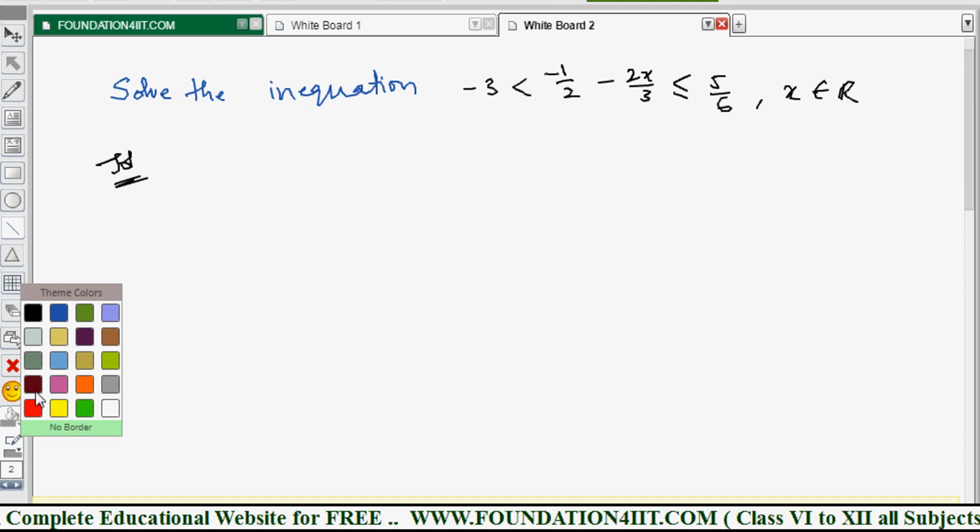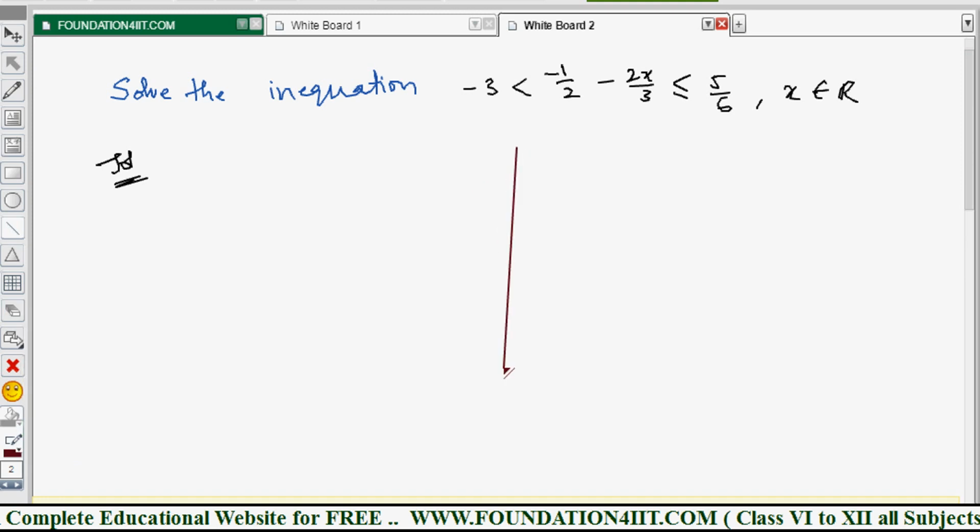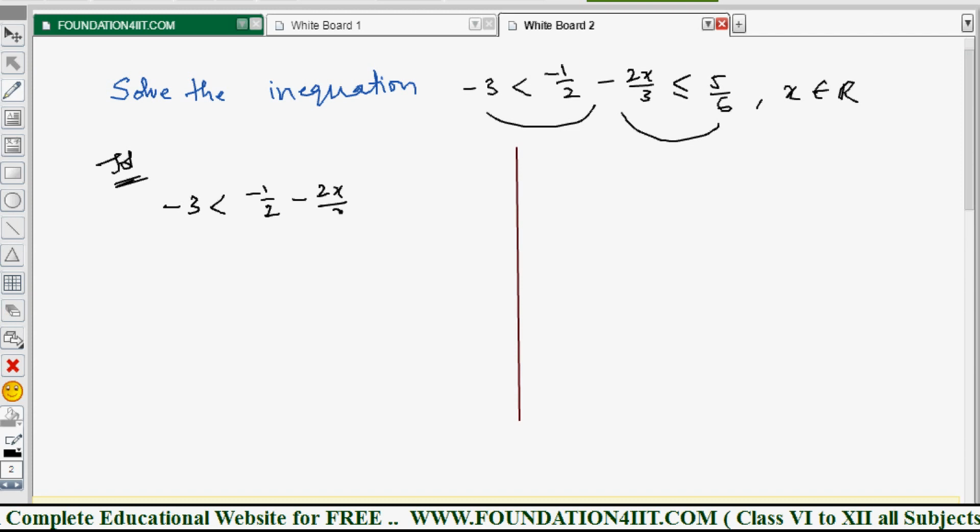That is, first 2 and last 2 should be taken. That means the first 2 is this part and the last 2 is these two. That means minus 3 less than minus 1 by 2 minus 2x by 3. And here minus 1 by 2 minus 2x by 3 less than or equal to 5 by 6. We will solve both simultaneously, then find the combined solution. Okay, first of all, take the numbers to one side. That means minus 1 by 2.